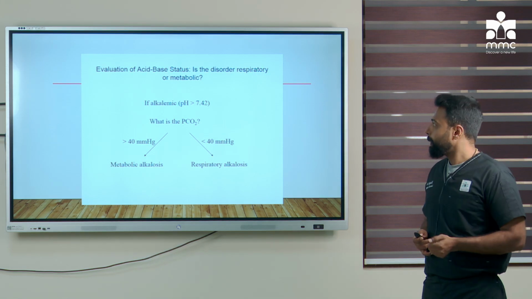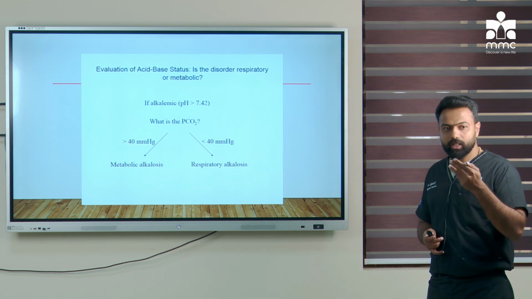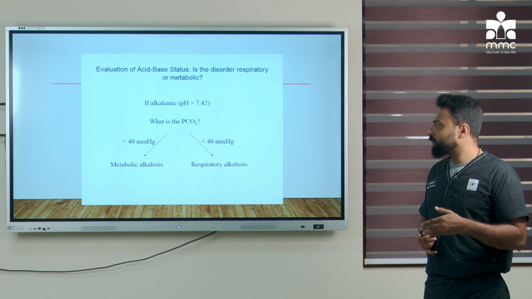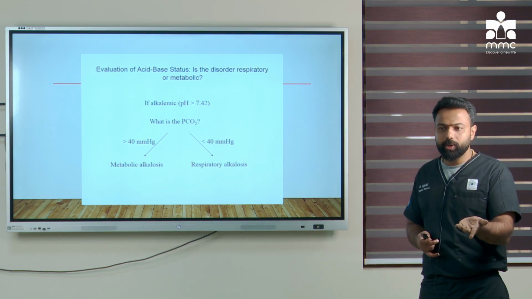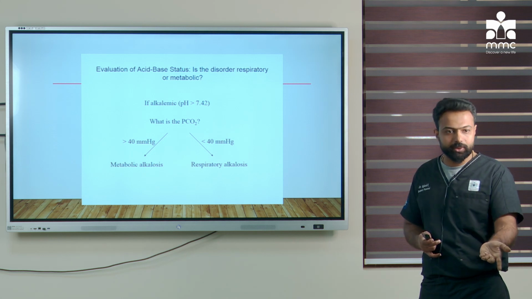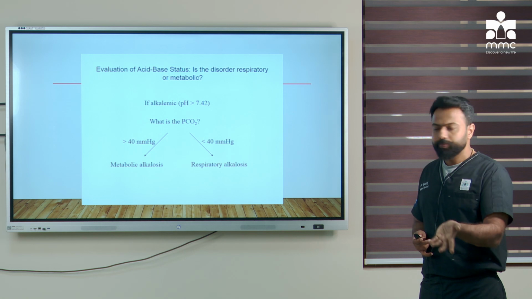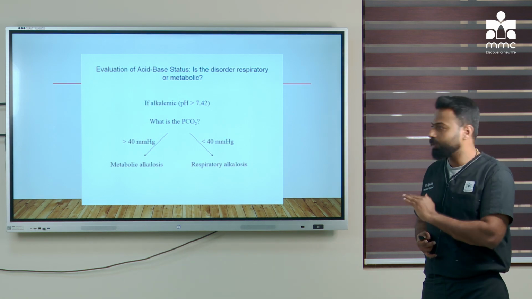So the opposite: if the blood is alkalemic, what could be the cause? Then again you look at the PCO2. If it is more than 40, that alkalosis is not due to the carbon dioxide, because carbon dioxide always causes acidosis. So carbon dioxide increases means this alkalosis is not due to the PCO2. So the alkalosis is from the metabolic side. So it is metabolic alkalosis.